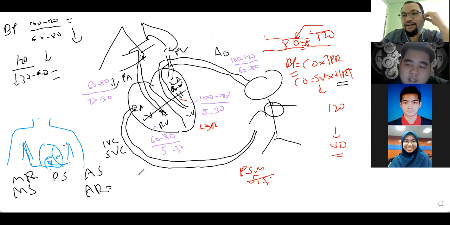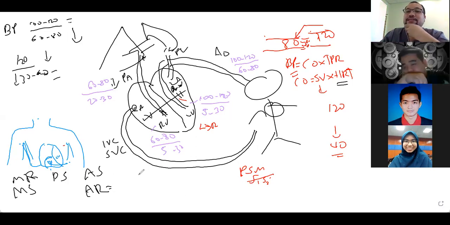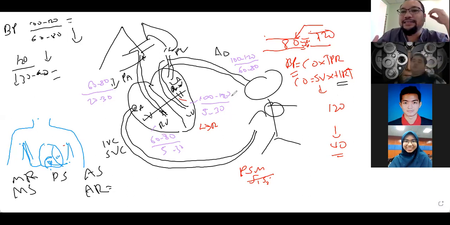Kenapa dalam AS bila BP drop tapi body tak boleh compensate ke normal? Sebab macam ni, body memang akan compensate. Body akan increasekan heart rate. Body akan increasekan stroke volume. Sebab tu left ventricle hypertrophy. Tapi obstruction dia lower down. Problem dia is obstruction. So bila problem dia obstruction, kalau body increase heart rate, dia akan increase banyak tak pressure dia? Not much. So dia punya compensatory mechanism tak efektif.